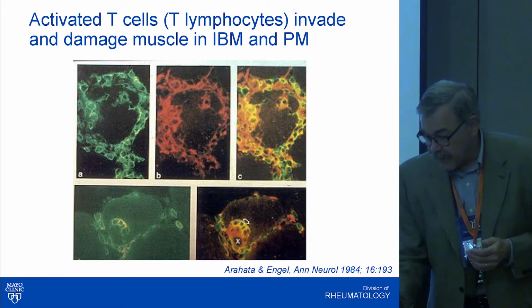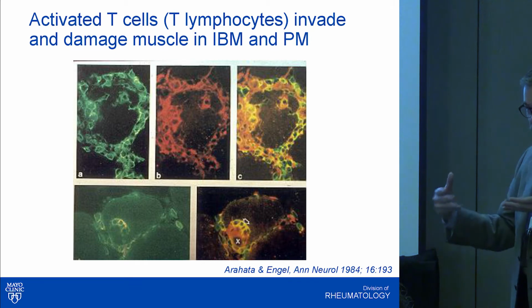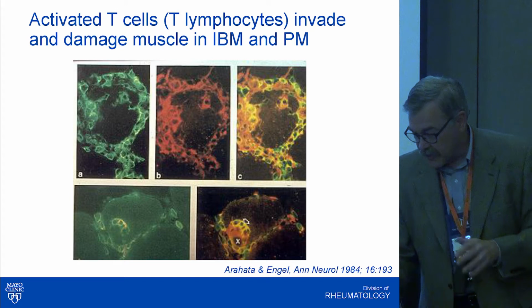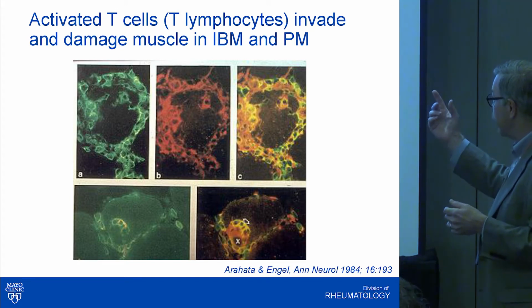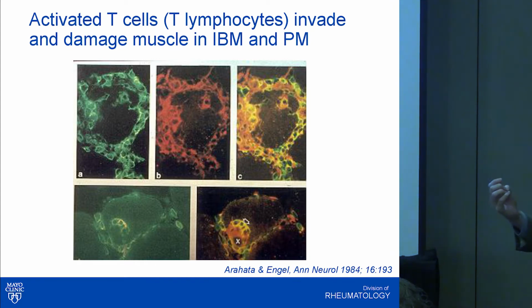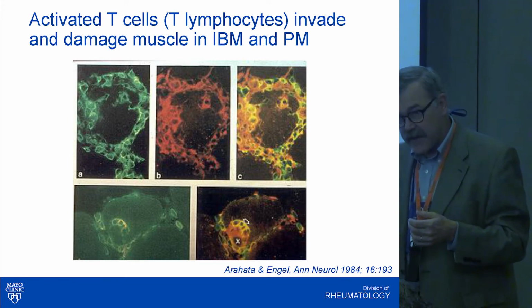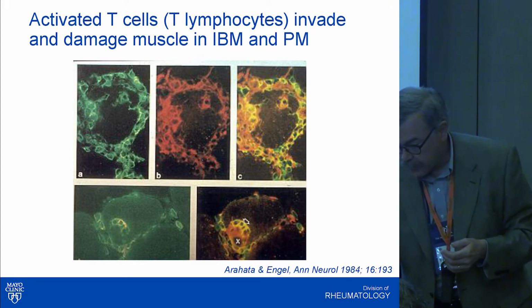In red, they've stained with a marker that shows cells that are activated. So these are turned on T cells. And over on the right on the top is a dual image, and what's yellow are activated T cells that are invading and damaging the muscle fiber. And this is really one of the key observations. This they showed in both inclusion body myositis and polymyositis. So the immune system is out there identifying and damaging muscle fibers.